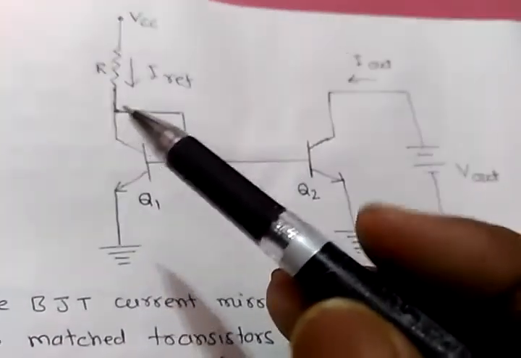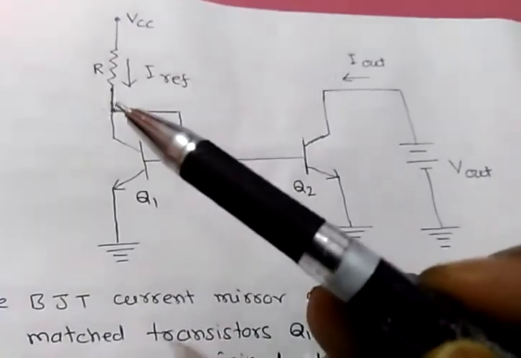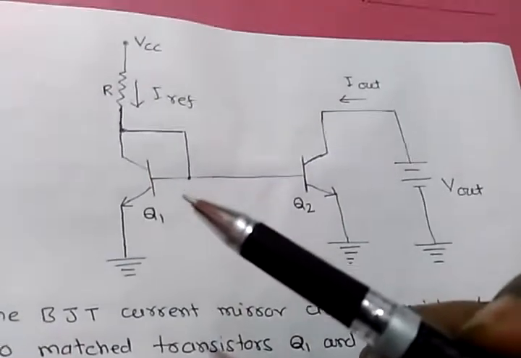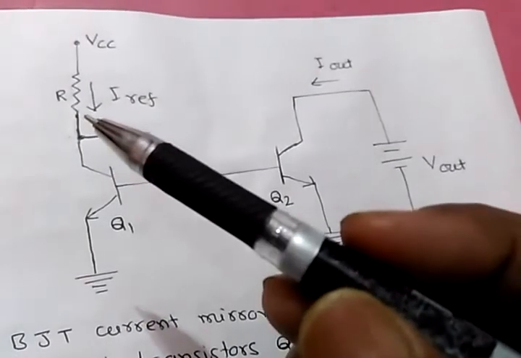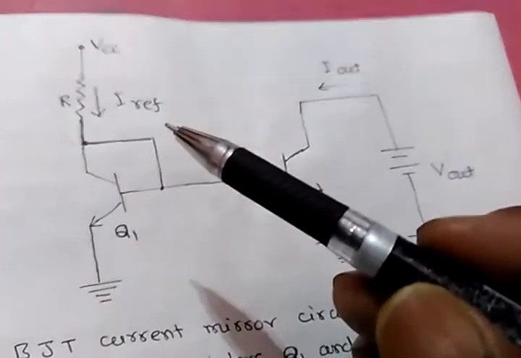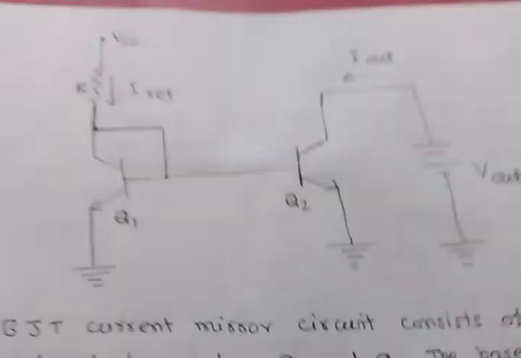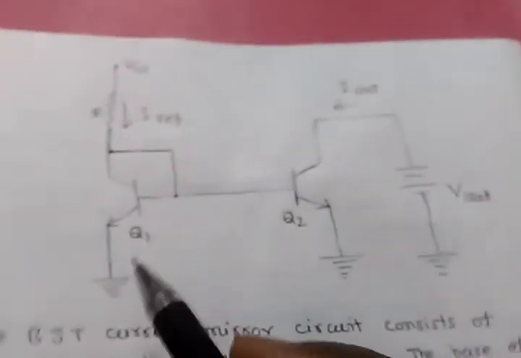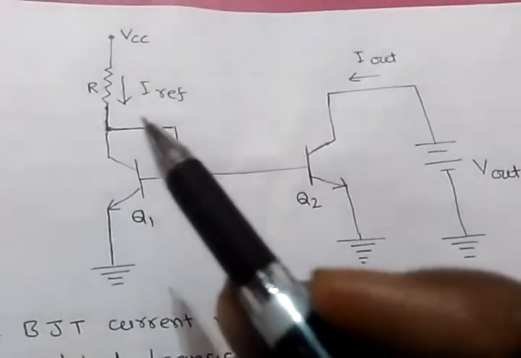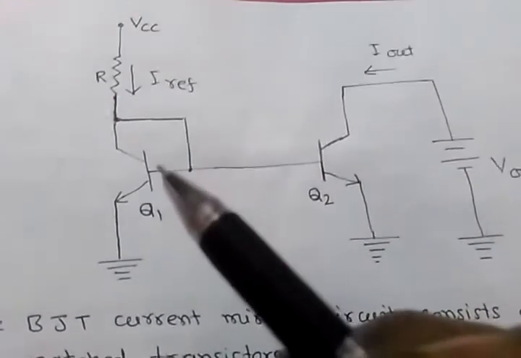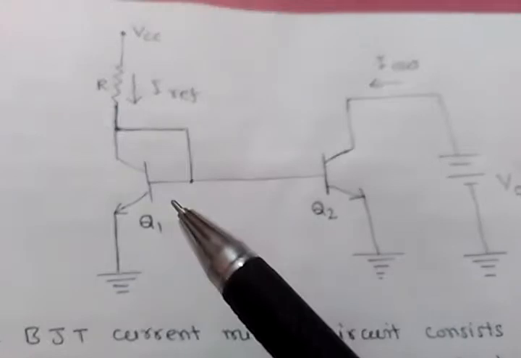Collector of Q1 and base of Q1 are joined. So the voltage across collector and base of Q1 is 0. A resistor R is used to set the reference current I reference in the transistor Q1 section. As we are seeing in this circuit, base and collector of transistor Q1 are joined. So collector and base voltage of transistor Q1 will be 0.